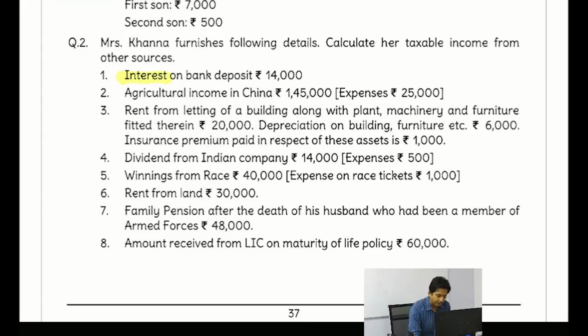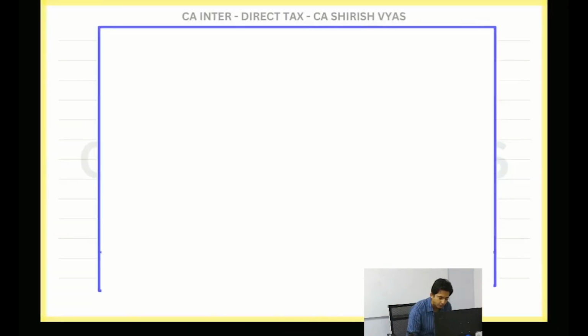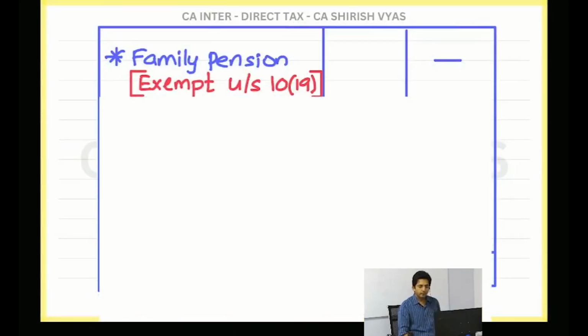See how I have written, and in bracket you have to mention the section also. Look here. Whenever anything is exempt, you have to write the section, and right now you write with red pen. In the exam you have to avoid red pen. In fact, you cannot use the red pen in the exam. Exempt under section 10(19), amount column dash.